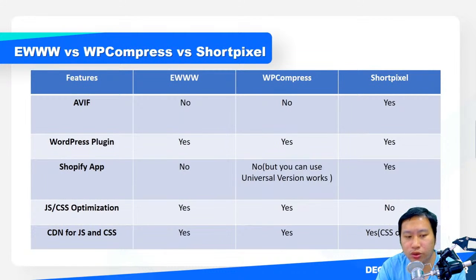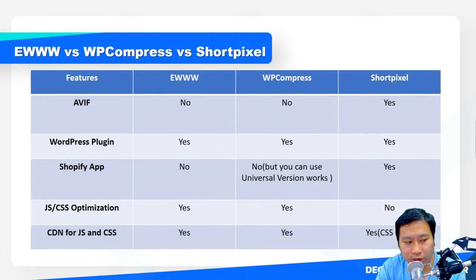But for WP Compress, they do have a universal version where you can actually put a code in the header, and you can then serve your images through their CDN, right? So it doesn't just work on Shopify sites, but it works on any kind of site as long as you can insert codes within the header of the site itself. And the next one would be ShortPixel. So ShortPixel does have a Shopify app. However, other than WordPress, you can't really use the adaptive images for ShortPixel on any other sites unless you get a developer to do it for you, right?